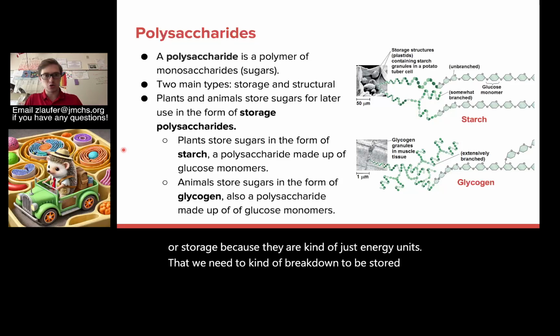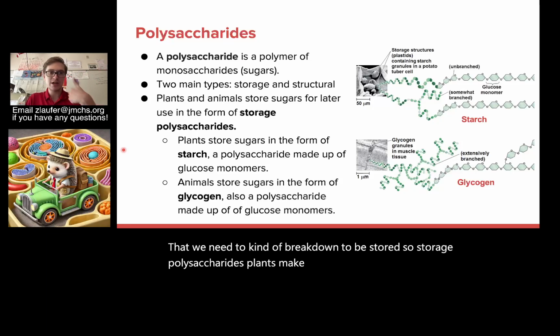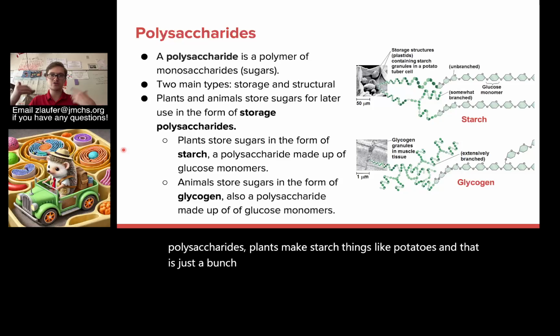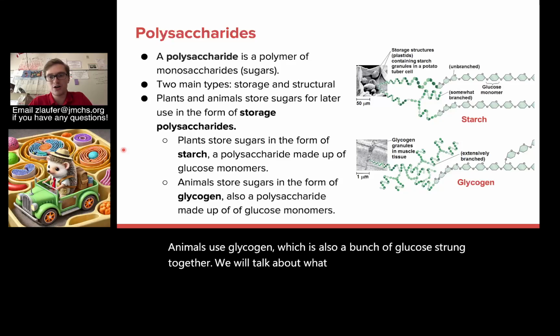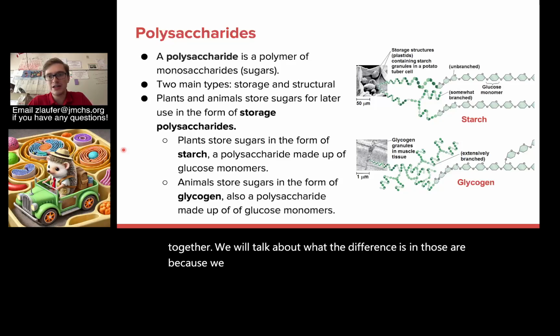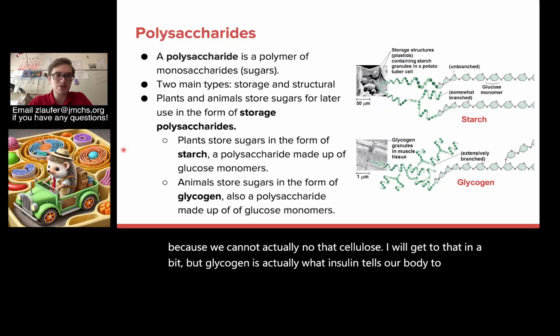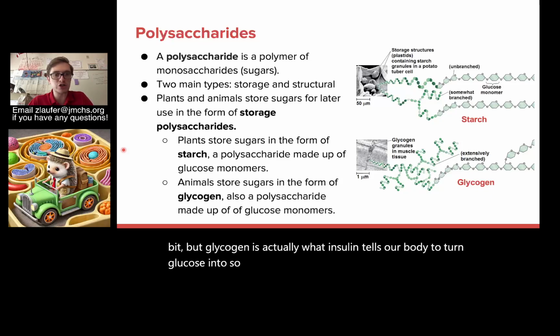For storage polysaccharides, plants make starch, think potatoes, and that is just a bunch of glucose strung together. Animals use glycogen, which is also a bunch of glucose strung together. We will talk about what the differences in those are, because we cannot actually, well, no, that's cellulose. I will get to that in a bit. But glycogen is actually what insulin tells our body to turn glucose into, so diabetics struggle to convert glucose to glycogen.